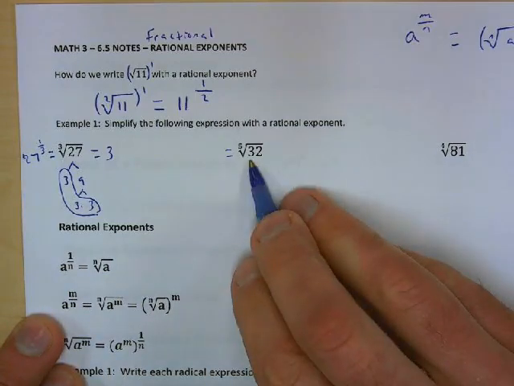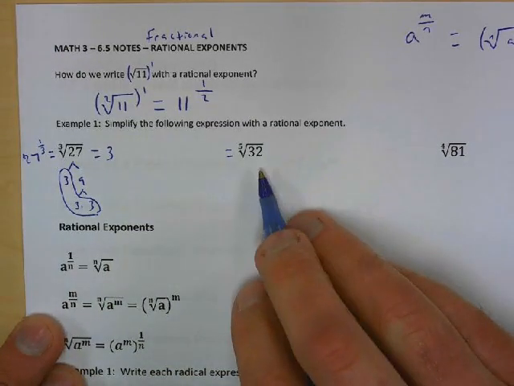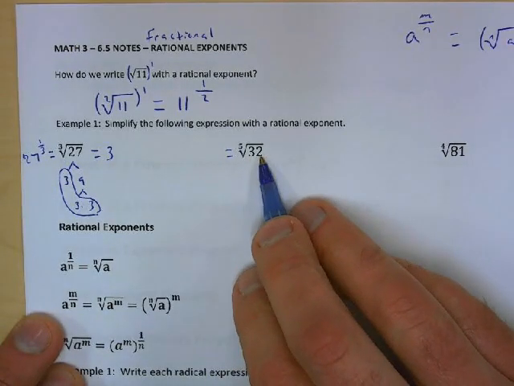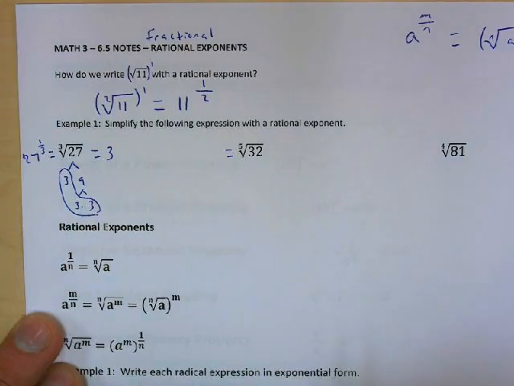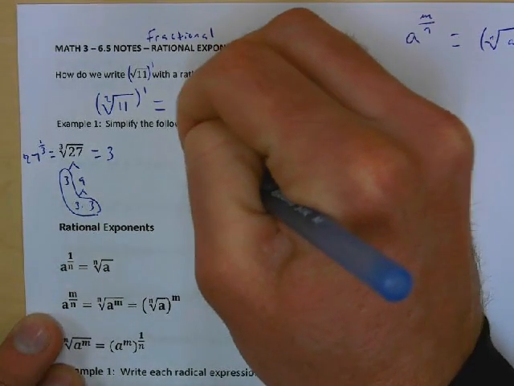How can I write this thing with a rational exponent? Now, later on, especially in a different unit, our logs unit, we're going to look at writing this thing with a different base. Instead of 32, I could write this maybe as 2 to a power. But we'll deal with that later. Right now, my base, the thing I'm raising to a power, is 32.